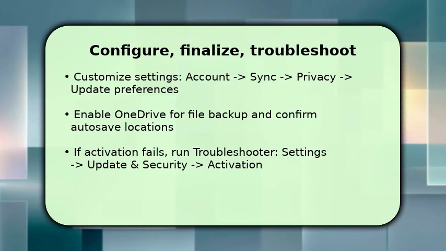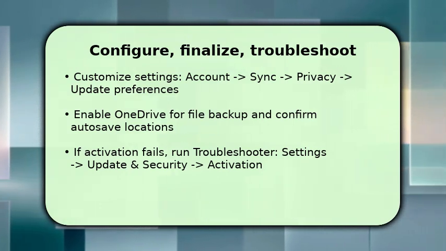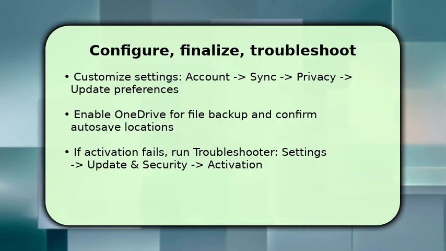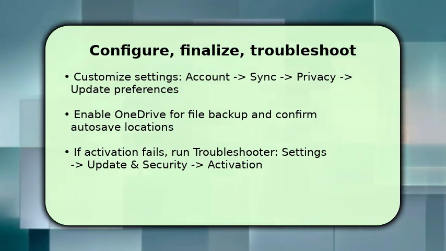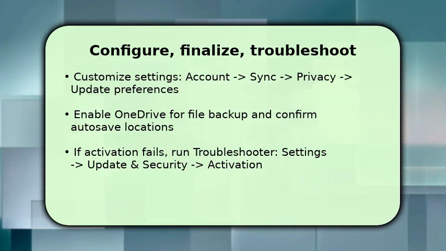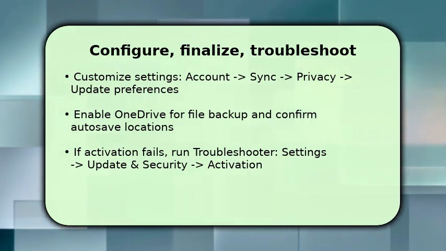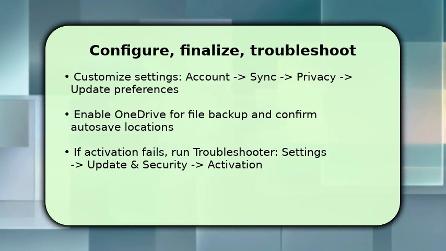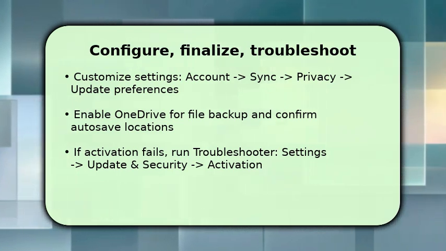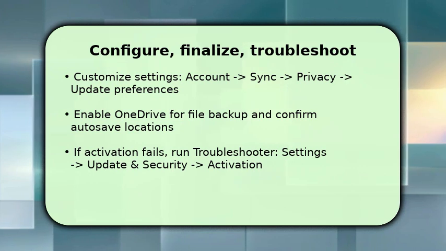Finally, configure preferences. Open settings and adjust account sync, privacy options, and update preferences to control bandwidth and restarts. Enable OneDrive and choose folders to autosave so documents sync across devices. This prevents data loss. Make sure Office Autosave is on in app settings for real-time backup.